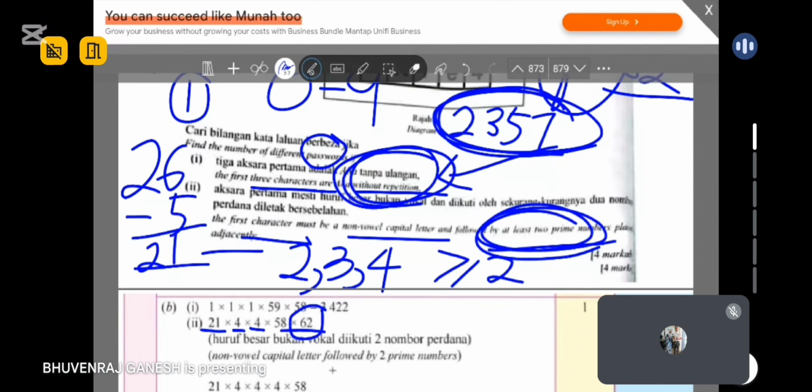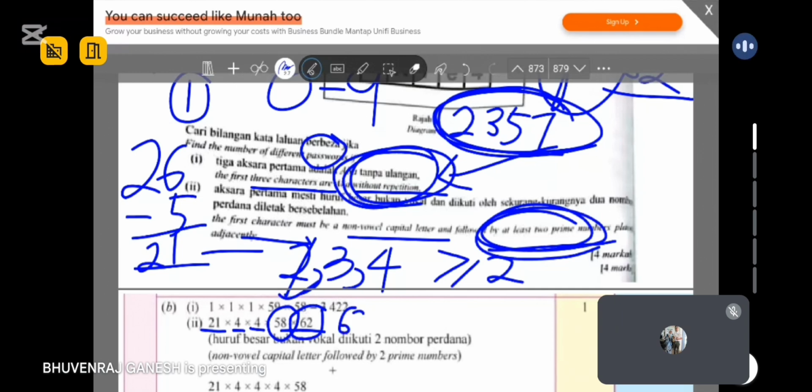If they never mention without repetition, means you assume you can repeat. Kamu anggap kamu boleh repeat untuk soalan 2. Because they never say without repetition. That's why you got 62. Lepas tu, untuk yang terakhir, 58. Because kamu dah pilih 4 kan? You already chosen 4 letter and number. So total 62 minus 4, you have 58.